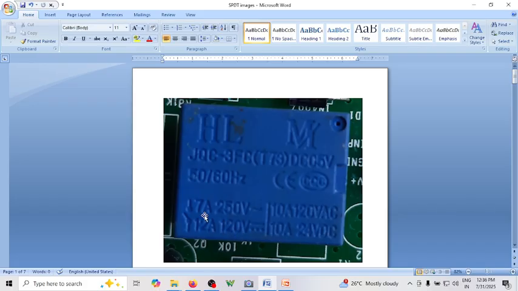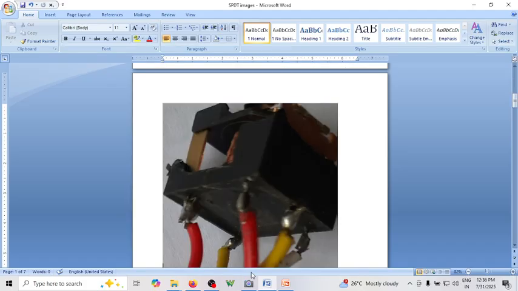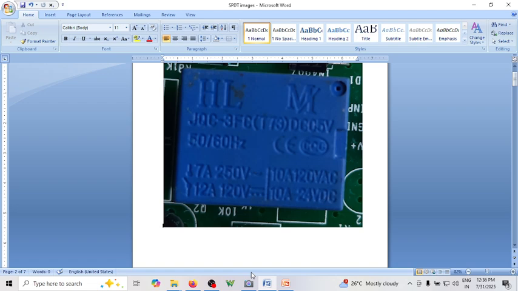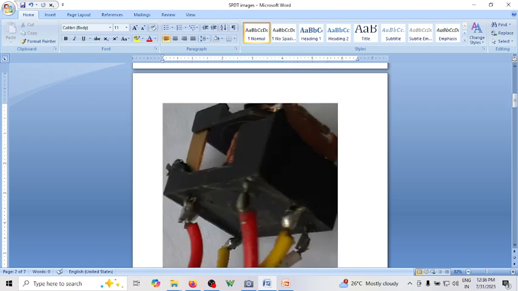So it can handle a very good amount of current as well as voltage, meaning these copper wires you have here. These are the terminals. You can see on one side you have two terminals, on the other side you have three terminals. Wherever you have three terminals, the two extremes are the coil, and the middle one is common. Out of the other two, one is normally closed and the other is normally open.